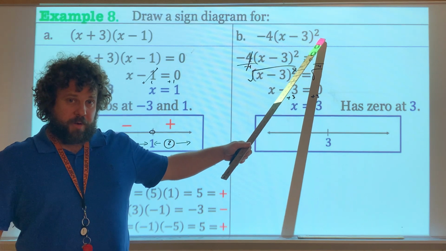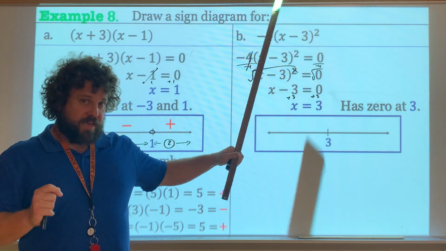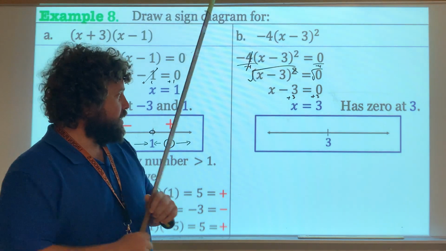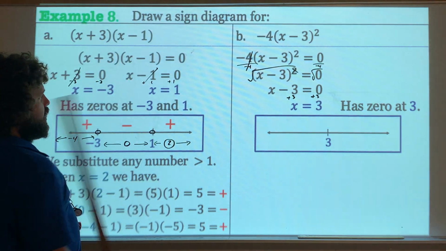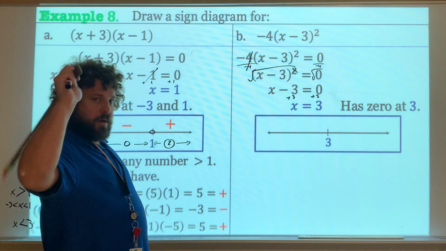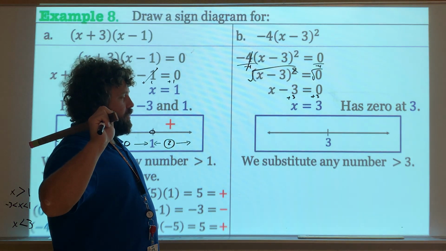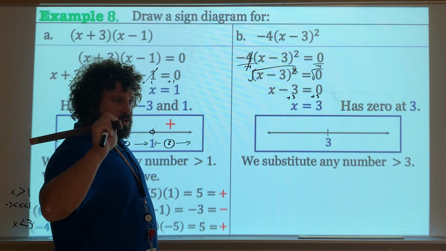Even power. What do you think? It should be the same. But you still have to do all your work to make sure you check. So, what number are you going to pick first? You should pick a number greater than 3. What number do you think is close to 3 but greater?